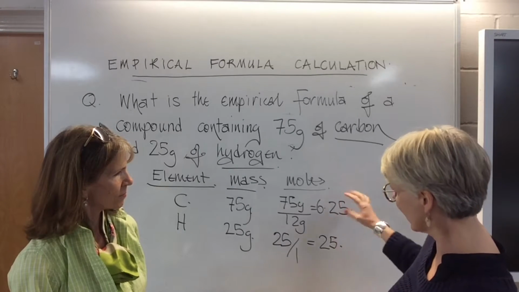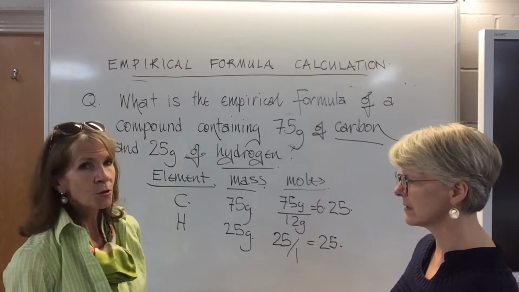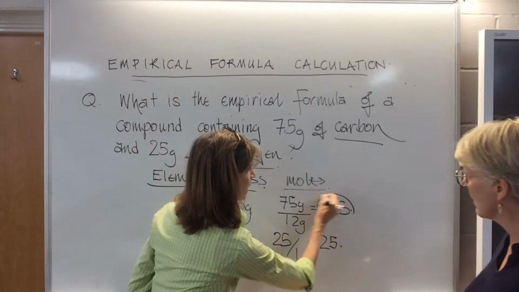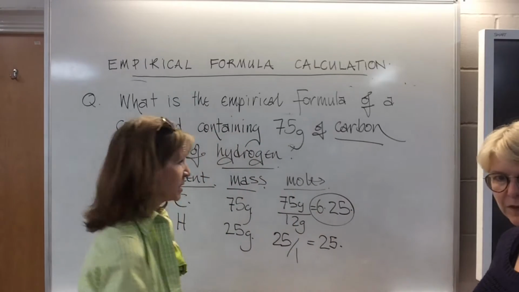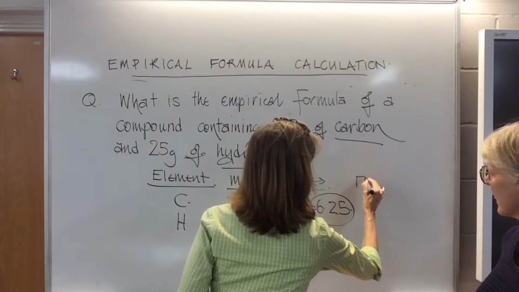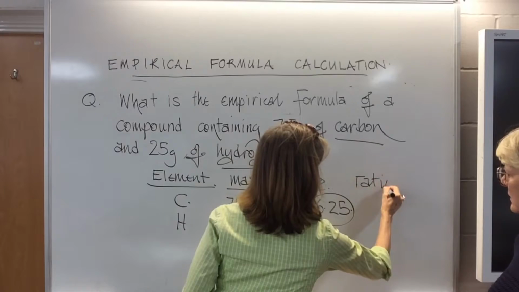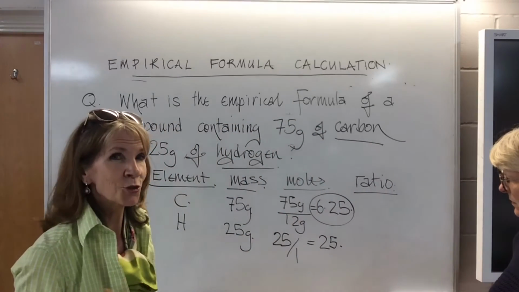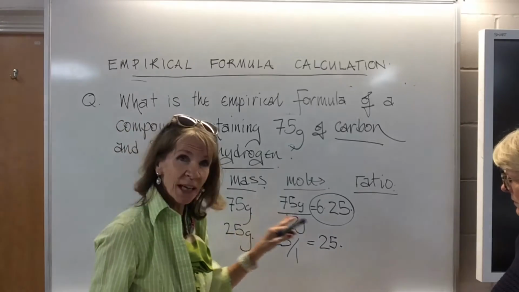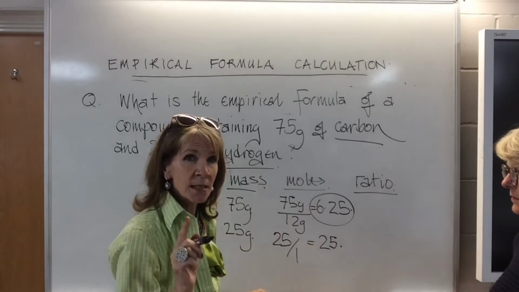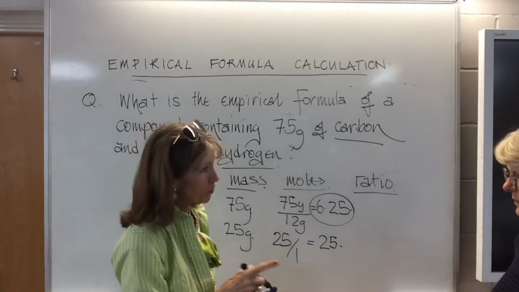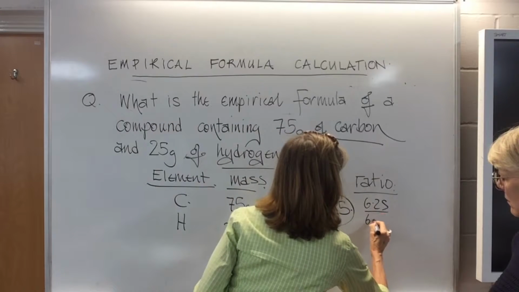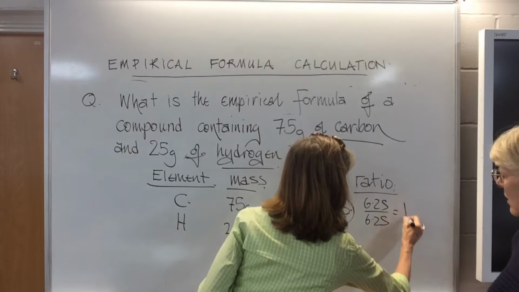So how do we work out the ratio of those two numbers? Well, it's very straightforward. What you do is you look at the smallest number. So we'll have a column for ratio. You look at the smallest number, you circle it, and then you divide each of the numbers by the smallest number. So for example, 6.25 divided by 6.25 gives you 1.